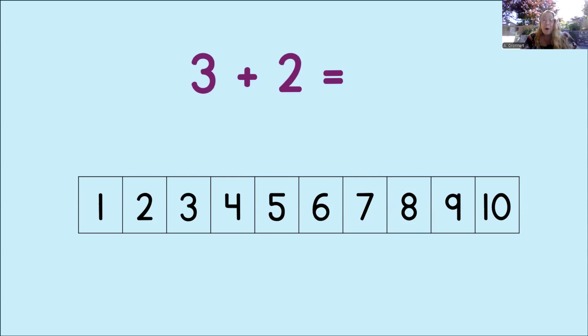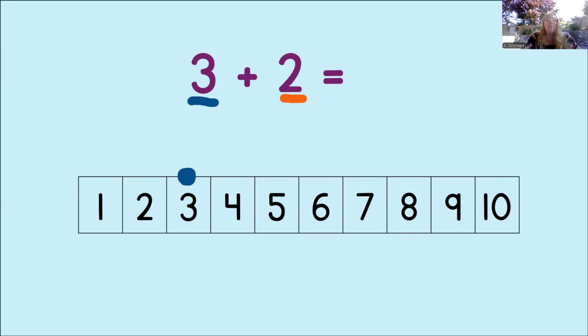Okay, here's another problem. This one is 3 plus 2. What do we do when we want to count on to add? Hey, you got it. We start with the first addend. That's the number 3. And we mark the number line at the number 3. Then we look at the second addend. That's the number 2. And we count on 2 to add.